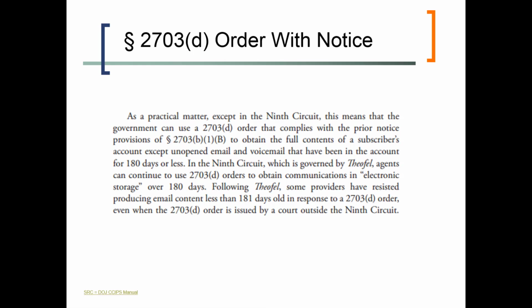And as we've noted, and as this section notes, some providers even outside of the Ninth Circuit have resisted providing content information without a warrant because they're concerned that the Ninth Circuit's reasoning might be adopted elsewhere, and they also do business nationwide. So in many cases, as a practical matter, for content information less than 180 days old, absent having a fight with the provider, the government might have to get a warrant.